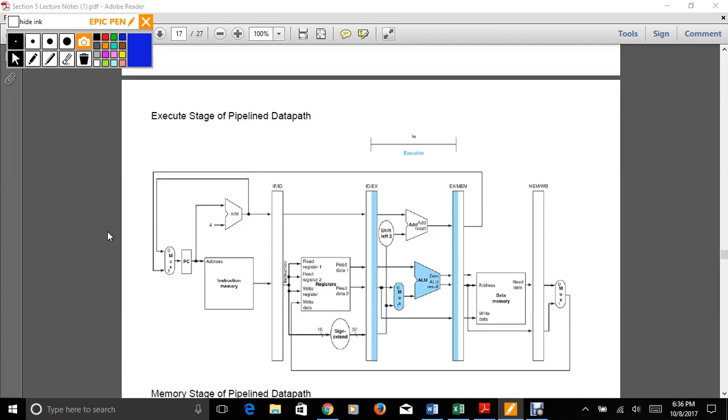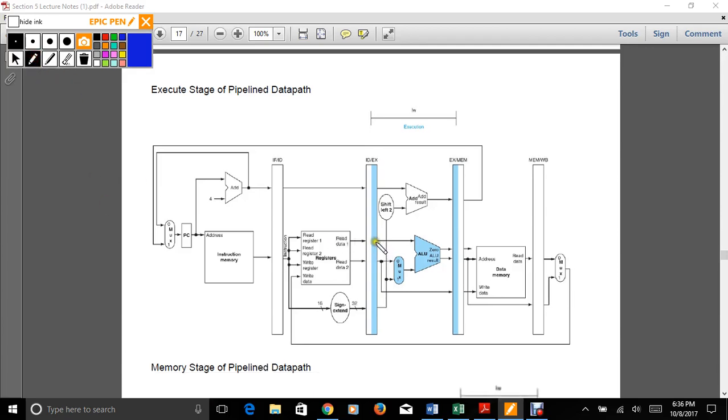Execution stage is taking the value from read data 1 off the buffer. This value, sign extend it, then shift left by 2, put the value here. Sorry. This value comes off of PC plus 4. We add the result, put the result here in between execution stage and memory. The ALU result is put here, and 0 is put there as well. And the read data 2 also comes here. That's the value that's eventually going to go to store word.